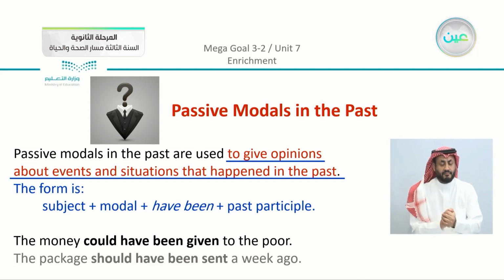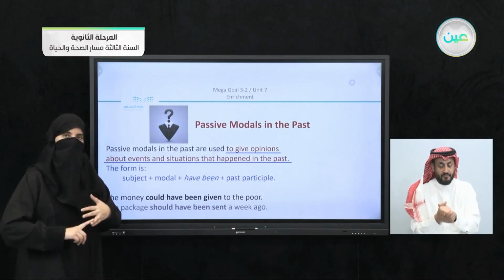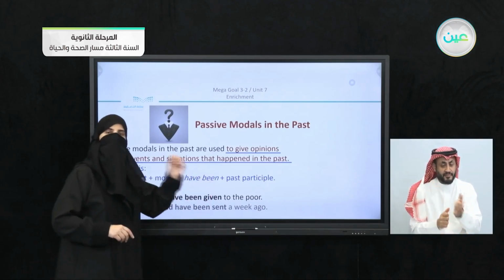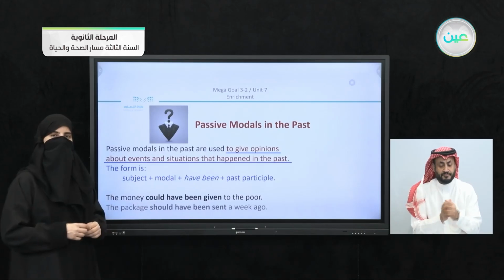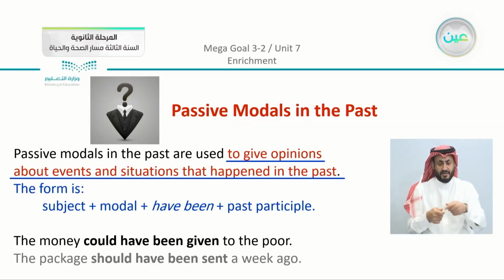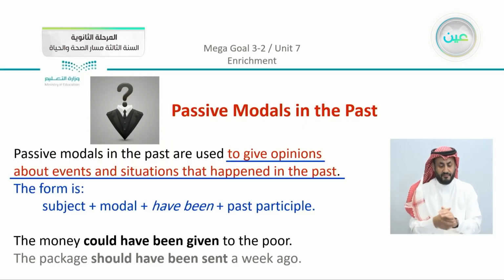Now here you can see that there are many parts that you must keep in mind. Don't forget to use the subject. And you have your modal. You are going to also use have been together. And after have been, we do have the past participle. So let's look at the example here. The money could have been given to the poor. Now, why do we use this structure? Because we mean the passive tense in the sentence. Also, we have the second one, the package should have been sent a week ago. So you can recall that we do have the subject at the very beginning, we have the modal, have been, and also the past participle in the passive structure.